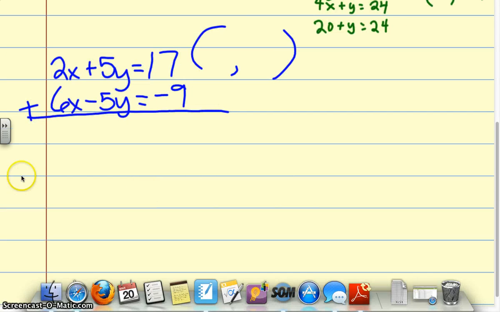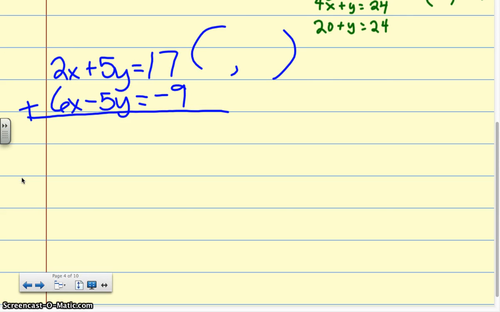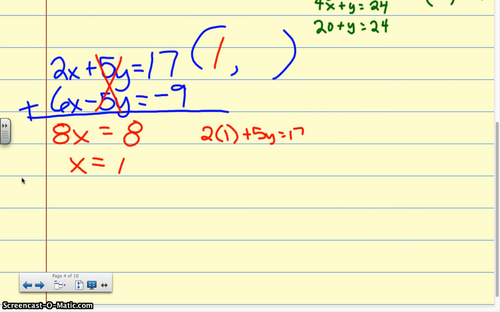Okay, looking at this example, I see the y's can cancel out right away, so I can just start combining. I get 8x. The y's cancel, is equal to 8. X is 1. I'm going to choose my top equation because there's no negatives to find my y. So I get 2 times 1 plus 5y is 17. 5y is 15. That's me subtracting 2. Y is 3. So my solution is 1, 3.